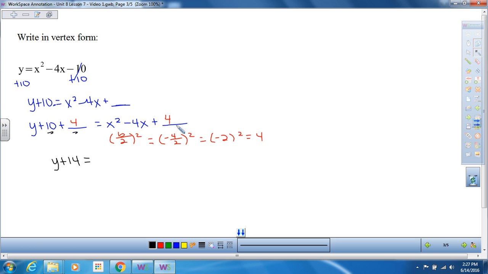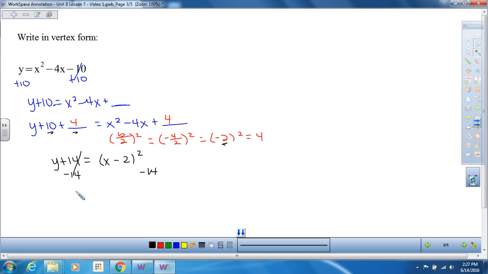And then factor your trinomial. So you set this up so it would be a binomial squared. So it would look like something like this. And it's going to be x minus 2 quantity squared. Remember, it comes from this number before you square it. All right, and then just subtract 14 from both sides.